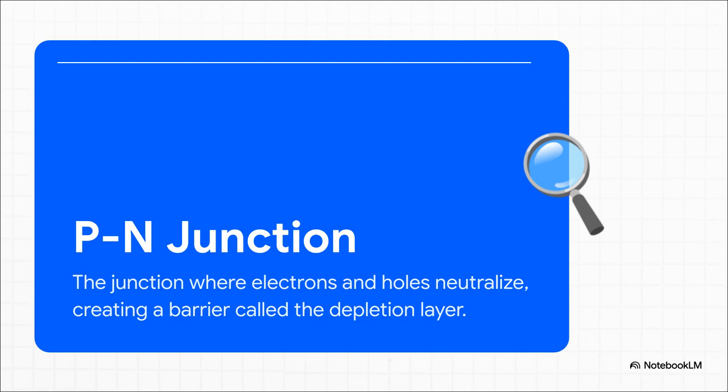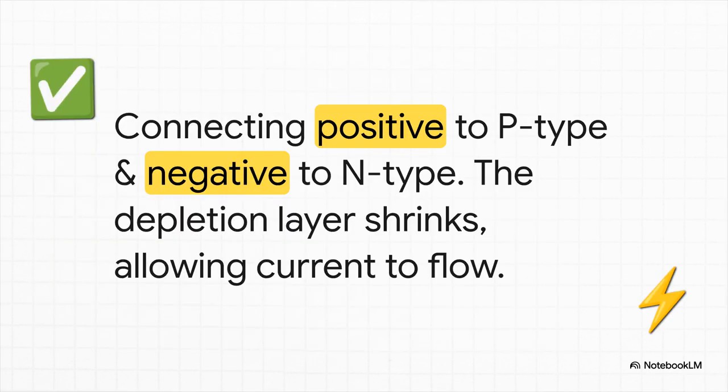And this layer is key because it has no free charges and it acts like a barrier, stopping any more electrons from trying to cross. But we can control this barrier. If we apply a voltage, say connecting the positive end of a battery to the P side and the negative end to the N side, we're basically pushing the electrons and holes toward each other at the junction. This shrinks that barrier right down. The turnstile swings open, and bam! Current flows right on through. We call this forward bias.